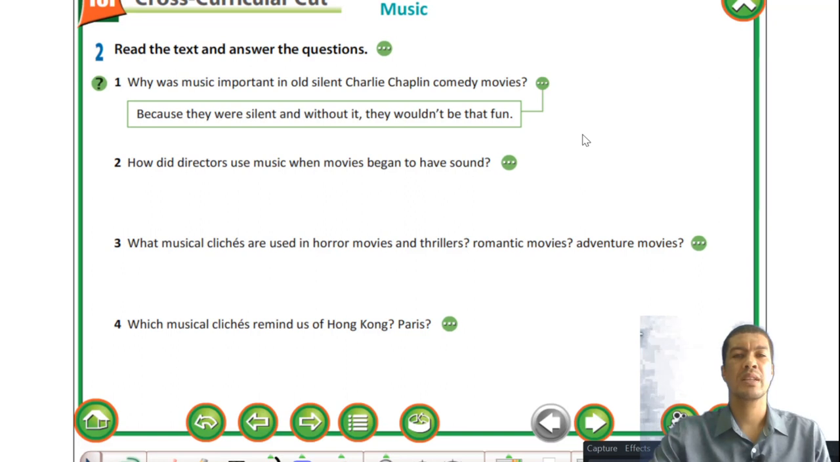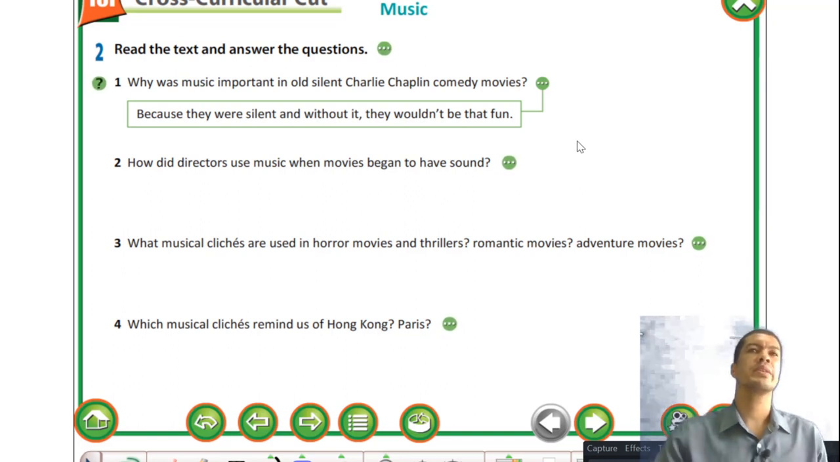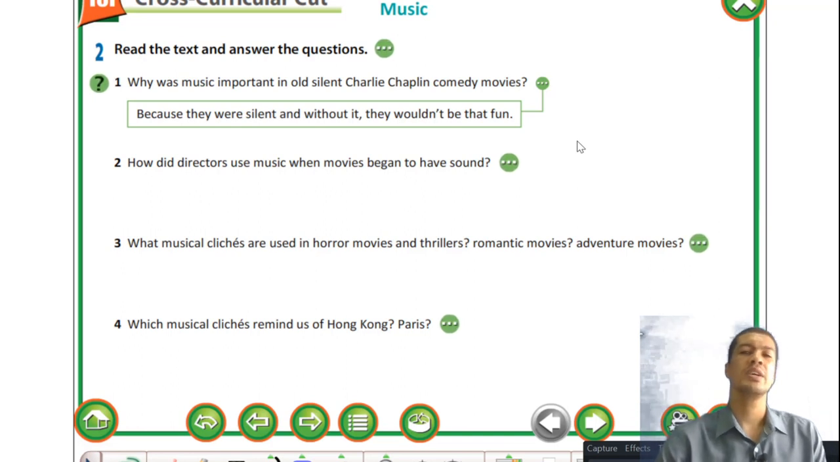Okay, because there was silence, and without it they wouldn't be that fun. So that's why we needed to add some music to the movies, to add just a little bit of flavor. Otherwise we'd be looking at a screen with no sound. It would be so boring to watch a movie like that.